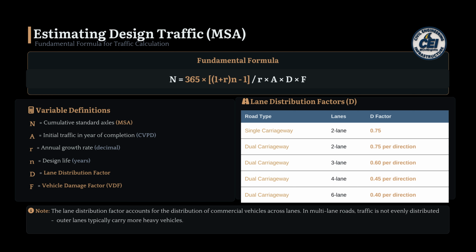Example: if there are 2000 trucks per day on a 4-lane highway, then the traffic in one design direction will be 2000 times 0.45 is equal to 900 trucks per day. Friends, are the calculations clear? These concepts are very useful on site when you are doing highway estimation.